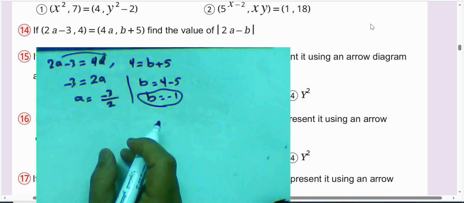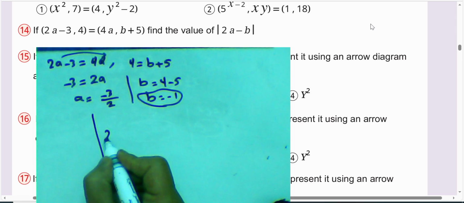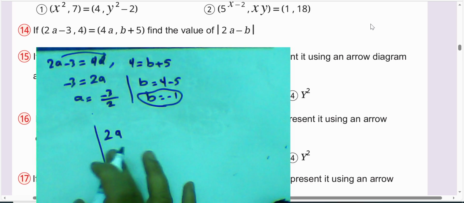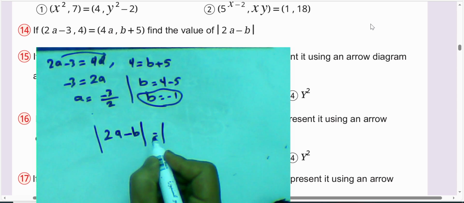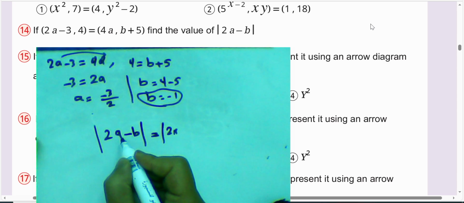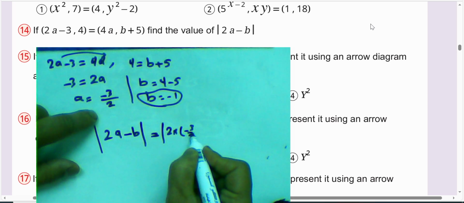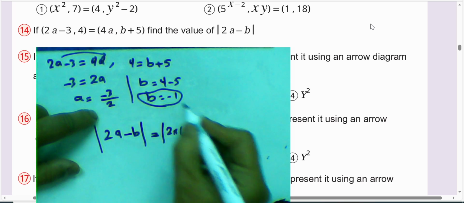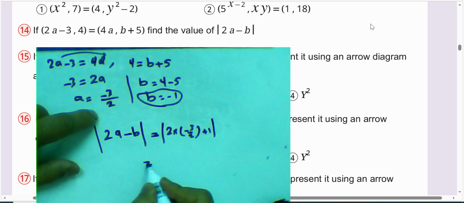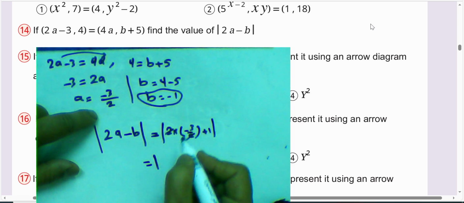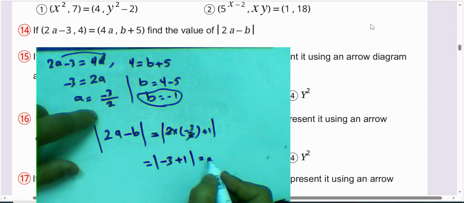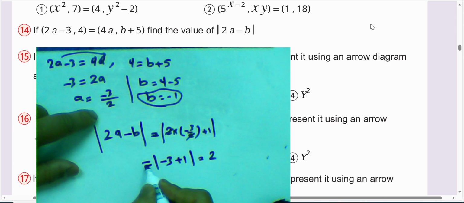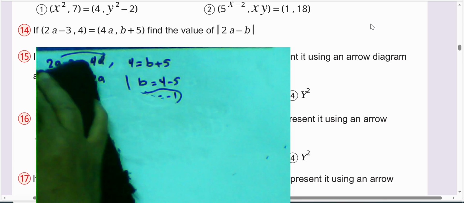We have a and b. He wants to find the absolute value of 2a minus b. 2 product by a, 2 product by the value of a which was negative 3 over 2, subtract b. Negative times negative is positive. In the absolute value, 2 divided by 2 is 1, 1 times negative 3 equals negative 3, plus 1. Negative 3 plus 1 equals negative 2, absolute value of negative 2 equals 2. The result will be 2.